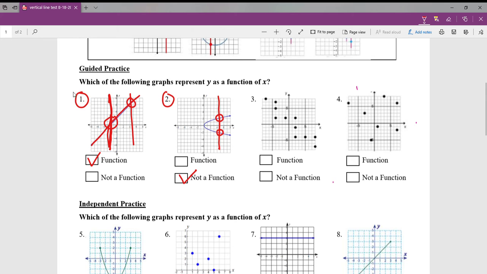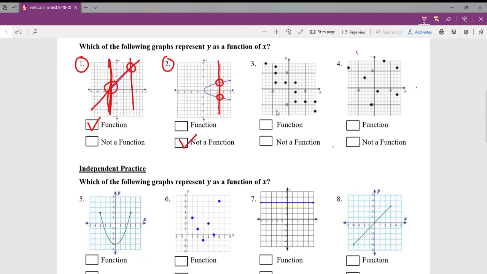Sometimes we won't have graphs, but rather points, but they're on a graph. Well, we're still going to follow these same steps. So I'm going to go to number three, and I'm going to draw a vertical line. If I draw this vertical line, I only hit 1 point. However, if I come over here and draw this vertical line, well, I hit 1, 2, and 3 points. So if I ever hit more than 1 point, it's not a function.